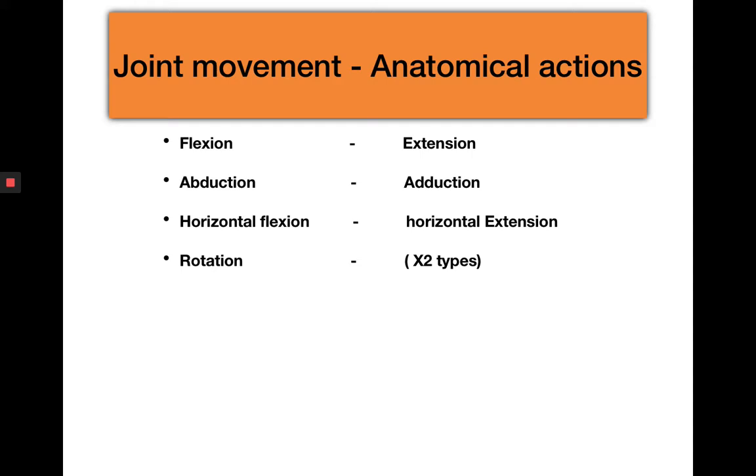The second type of rotation will happen at ball and socket joints. So if I was to stand with my arms flexed at the elbow, so I have my hand in front of me.